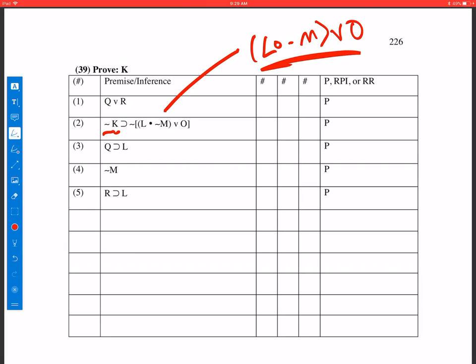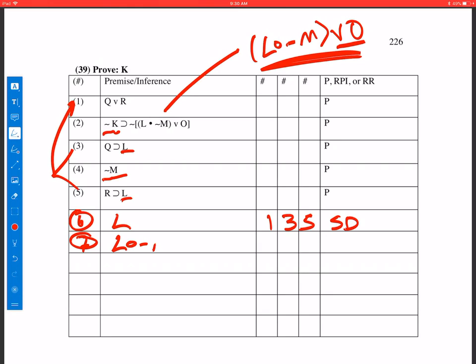Okay. So I don't see that. So I'm going to have to build it. I need an L, I need a not M, and the or O part I can just add on. So the real task is getting the L and the not M. Actually, the M is ready to go, so the L is the key. Notice there's an L in a consequent on 3, L in a consequent on line 5. That makes me think we're going to do a simple dilemma. I need Q or R, and look what's on line 1. So I get L from 1, 3, 5, simple dilemma.